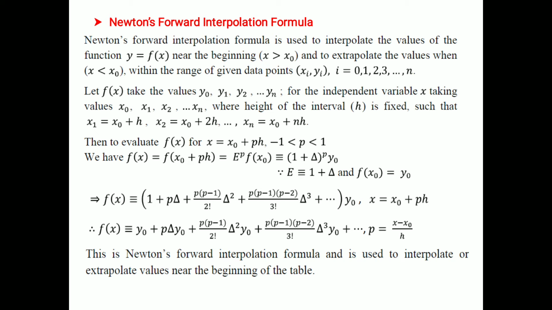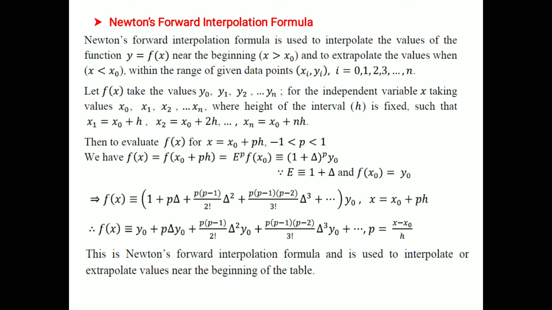Newton's forward interpolation formula. This formula is used to interpolate the values of the function y equal to f of x near the beginning, and extrapolate the value when x is less than x0, within the range of given data points xi, yi, where i runs from 0 to n. Let f of x take the values y0, y1, y2 up to yn for the independent variable x taking values x0, x1, x2 up to xn, where the height of the interval h is fixed between the values of x, such that x1 is equal to x0 plus h, x2 is equal to x0 plus 2h, and xn is equal to x0 plus nh.